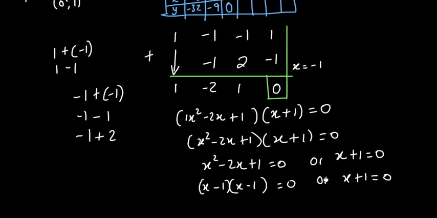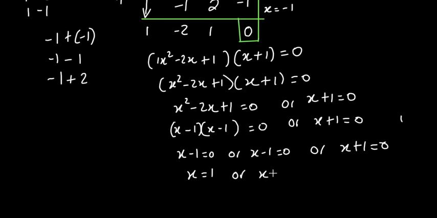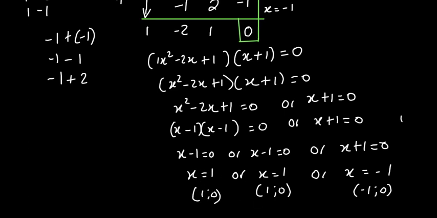So what does this mean? Remember, this means that x minus 1 will be 0, or x minus 1 will be 0, or your x plus 1 will be 0. So you get that x is 1, or x is 1, or your x is negative 1, which means the points are 1 and 0, and negative 1 and 0. So here it's repeating, right?